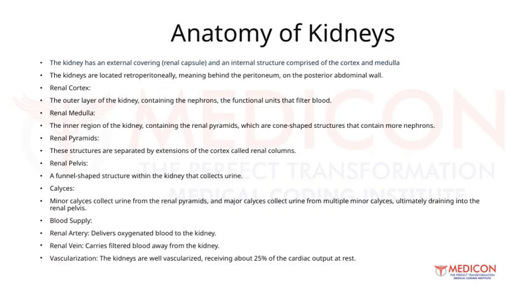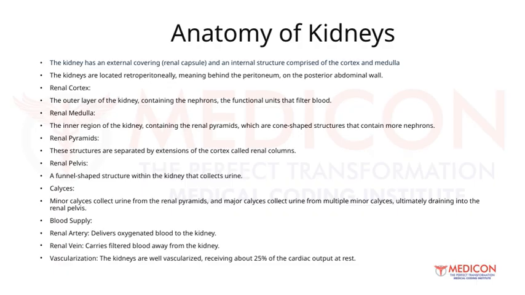Now, let's discuss the blood supply. This is crucial for understanding how the kidney functions. The renal artery delivers oxygen-rich blood into the kidney, supplying the necessary nutrients. Once the blood is filtered, it exits through the renal vein, carrying away the cleaned, filtered blood. It's interesting to note that the kidneys are highly vascularized.